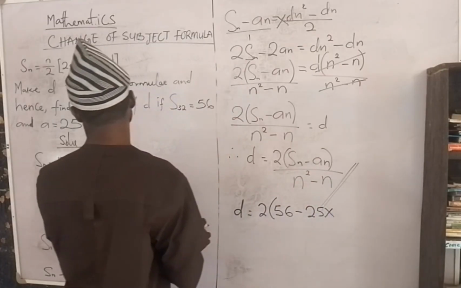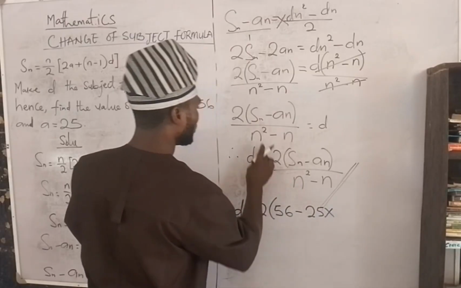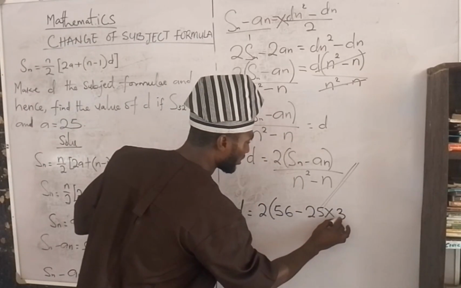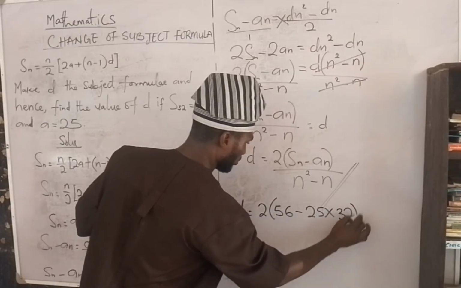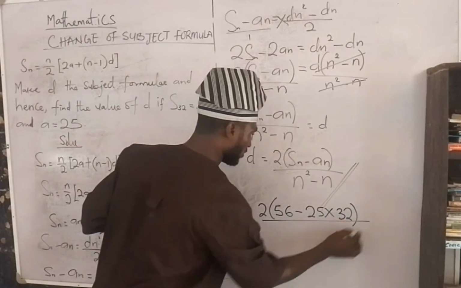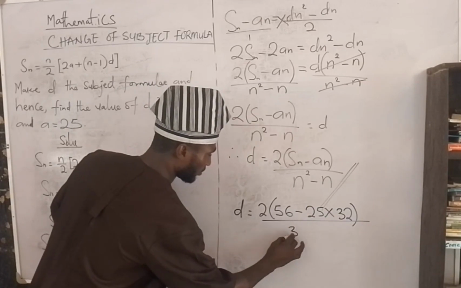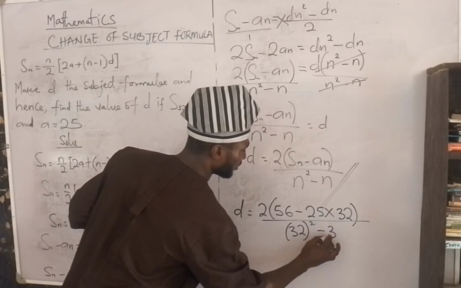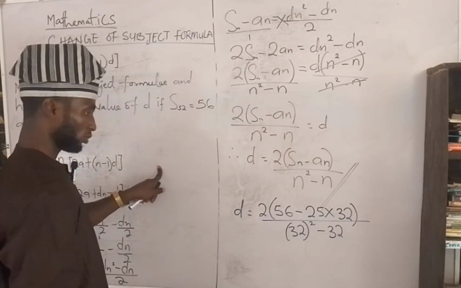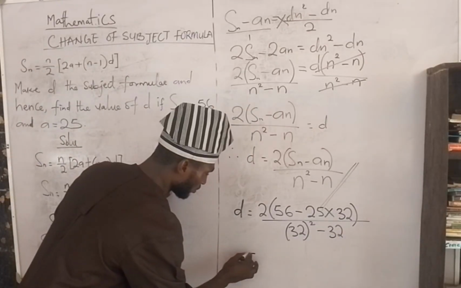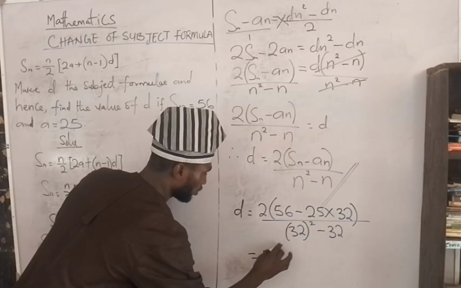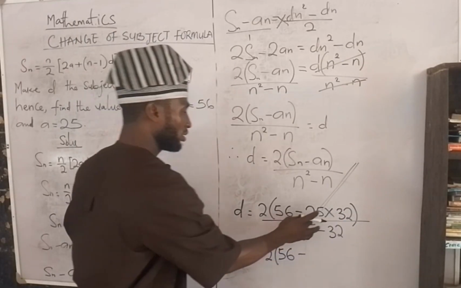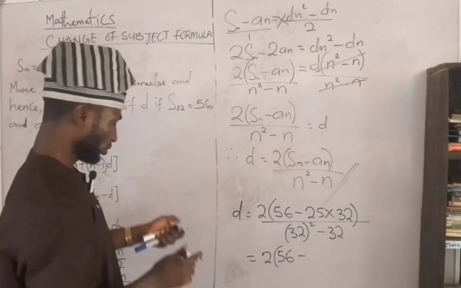times the n is 32. We have n as 32. Okay, everything over 32 squared minus 32. Two in bracket 56 minus 25 times 32.